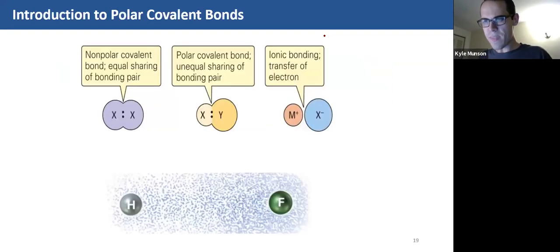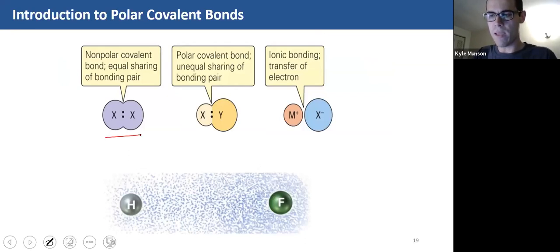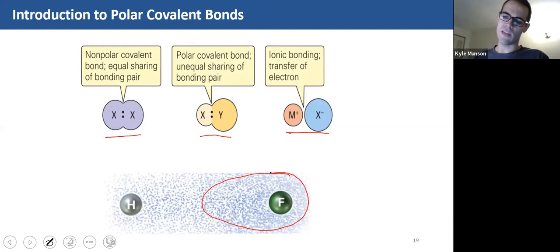So here's some examples. Nonpolar covalent bonding equals sharing, two identical atoms. Polar covalent bonds are unequal sharing, so more of the electrons are on one side than the other. And then ionic bonding is transfer of an electron. That's what we saw. One is actually losing an electron completely, and one is gaining an electron. And here's an example of that, showing electron density in blue between hydrogen and fluorine atoms. Most of the electrons are over by the fluorine, and we'll see that as we go through these examples together.